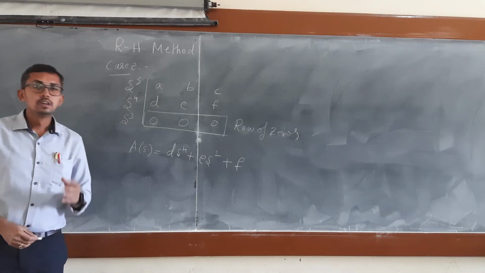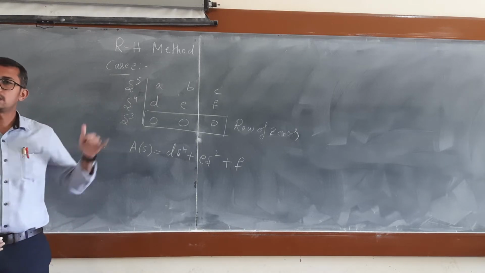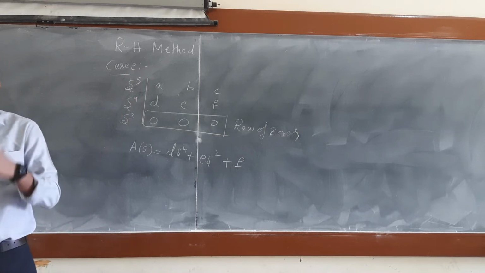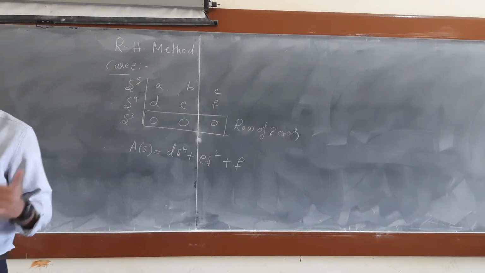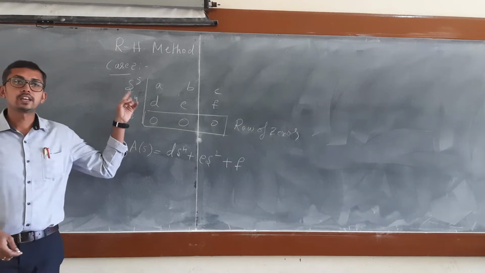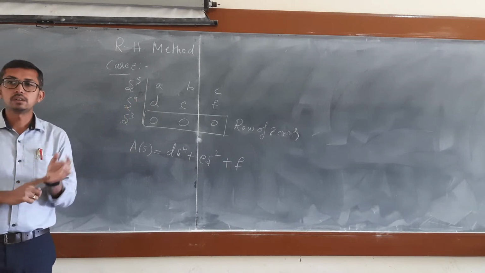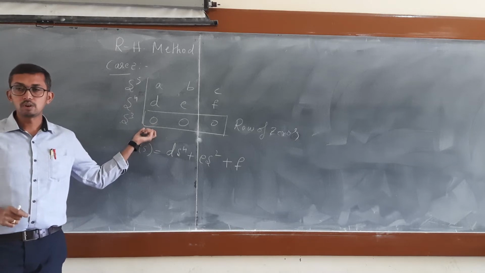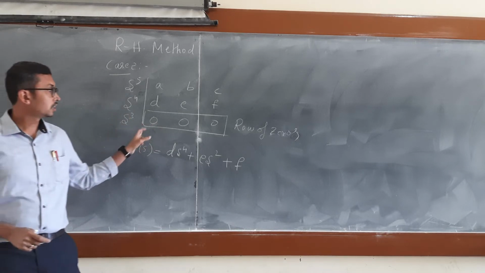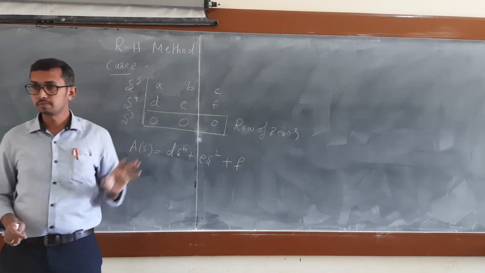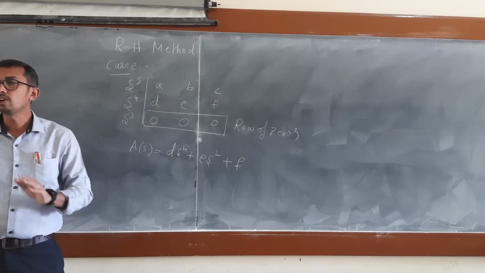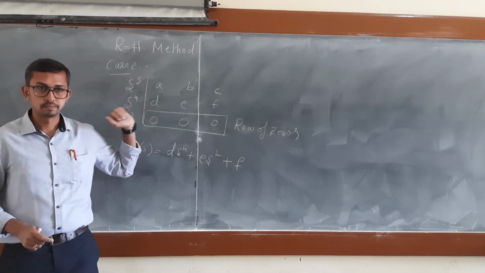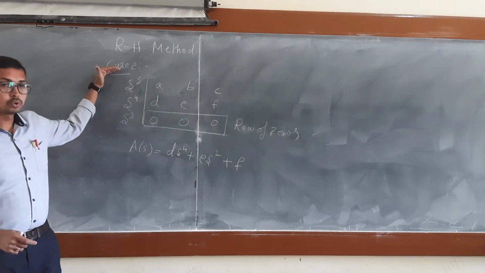Today we are going to discuss the RH method, case number 2. In the previous class, we discussed the RH method, case 1. So what is case number 1? If the first element of the row becomes 0 and there is another non-zero element in the row, then we consider that as case number 1.